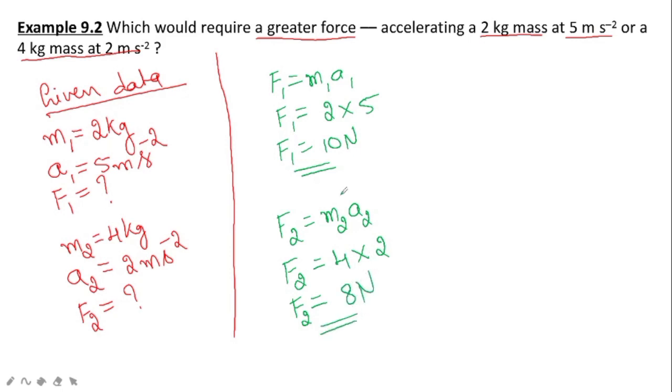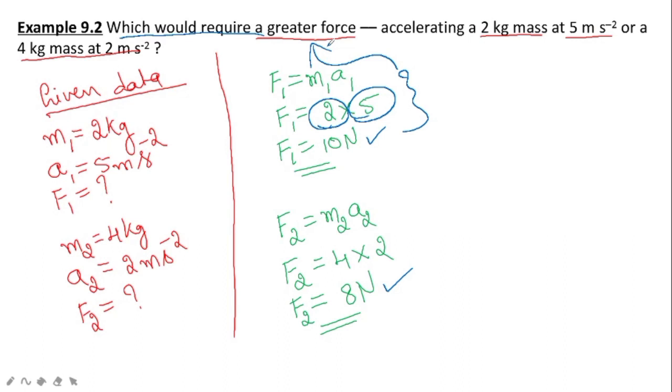So now look at the difference between these two. The first object needs how much? 10 Newton of force, whereas the second object needs 8 Newton of force. Now can you identify which would require a greater force? Yes, that is the object with mass 2 kg. The object which has mass 2 kg with acceleration 5 meter per second square requires greater force. So this is the answer for this problem.